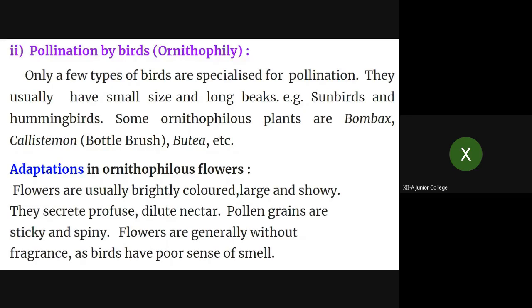Then they secrete nectar. That's why these birds visit these flowers. And then pollen grains are sticky and spiny, so that they easily get stuck to the beak of the bird. That's why they are sticky and spiny. Flowers are generally without fragrance. Why without fragrance? Because the birds have a poor sense of smell. So that's why there is no need to have any fragrance or smell. So that's why they show only the presence of nectar. They are colored, large, showy.